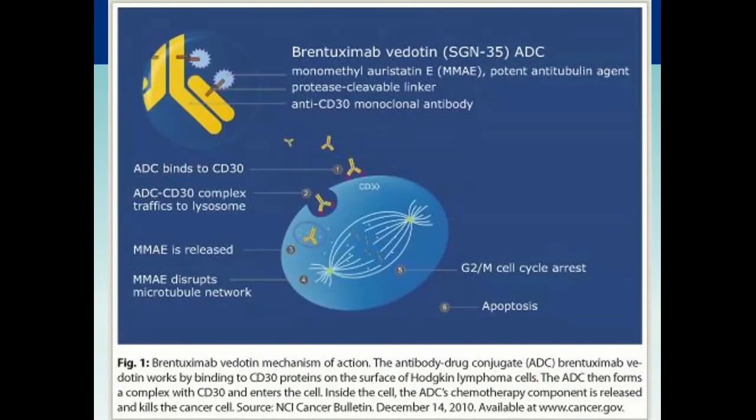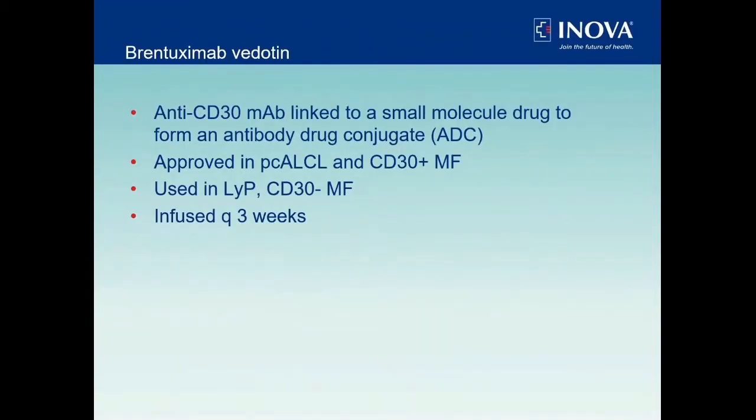The next drug is brentuximab. This is an antibody against, or an antibody drug conjugate rather, against CD30. So CD30 is another protein that can be expressed in a few different disease processes.